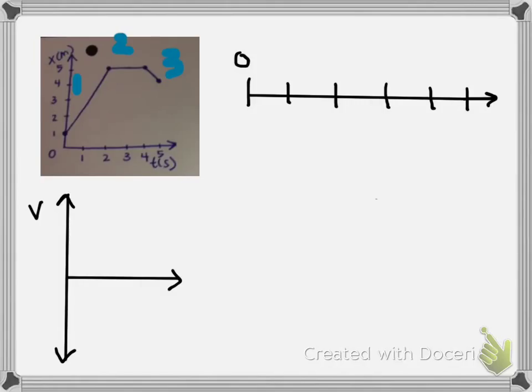As I look at these, I'm going to identify which type of motion happens in each section. So I'm going to write a written description for 1, then for 2, then for 3. If I look at 1, I see that the object has a constant positive velocity, and it starts at an initial position of 1. So I'm going to say constant positive velocity.